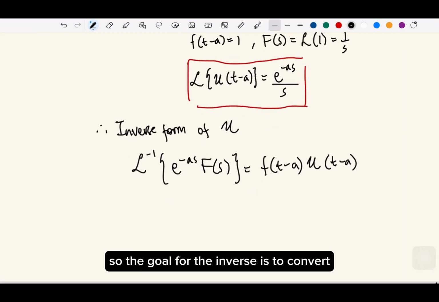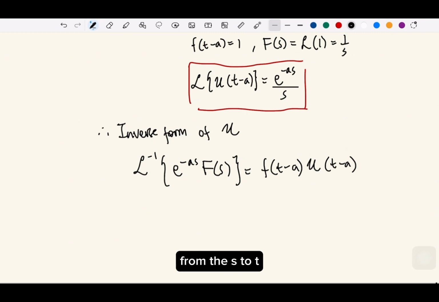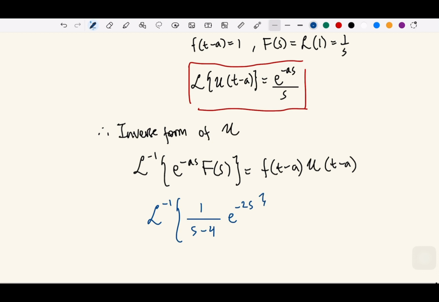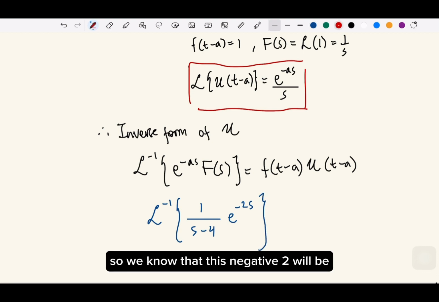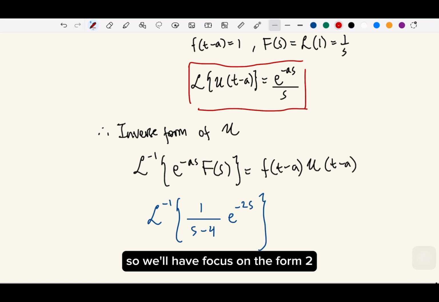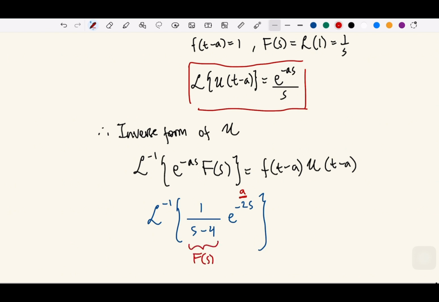So the goal for the inverse is to convert from s to t. For example, if we take the Laplace inverse of 1 over s minus 4 multiplied with e to the power of negative 2s. Because it's already negative, we focus on the 2. This is a, right? And this will be F.